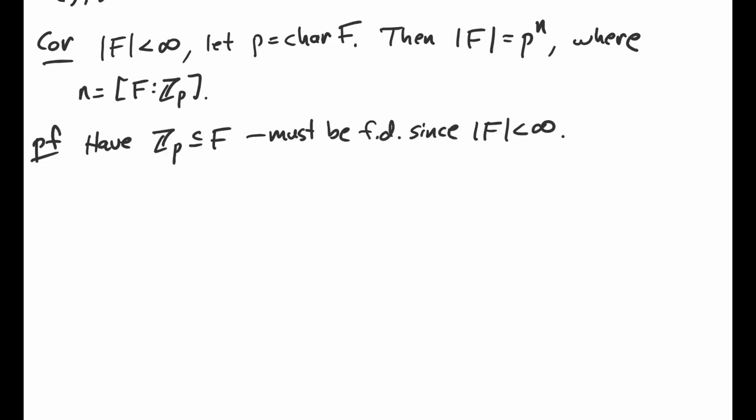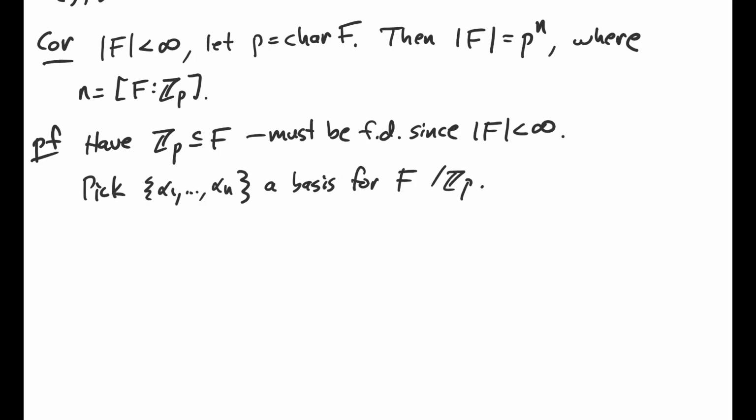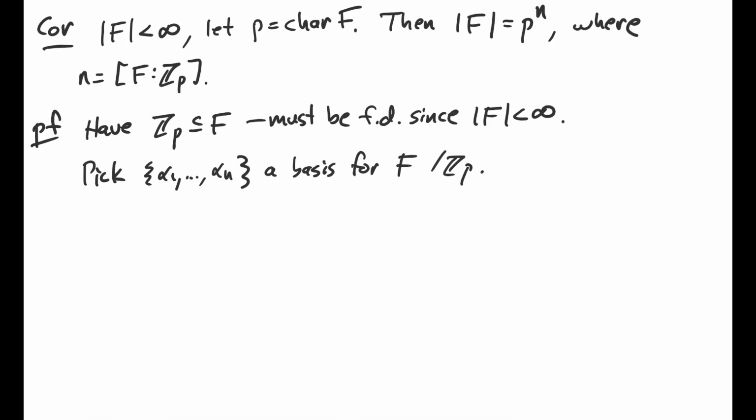So start with our copy of Z mod p sitting inside of F, and I claim that F has to be finite dimensional over Z mod p. If it were not finite dimensional, it would have at the very least an infinite number of basis elements, which is too many. It can only have a finite number of vectors. In particular, it can only have a finite number of basis elements. So in particular, it's got to be finite dimensional. So that n, the degree of F over Z mod p, is in fact finite. All right, so finite dimensional vector space, pick a basis, alpha 1 to alpha n, a basis for F over Z mod p.